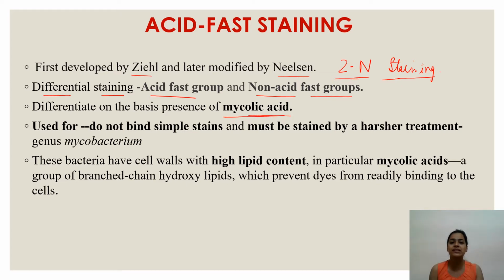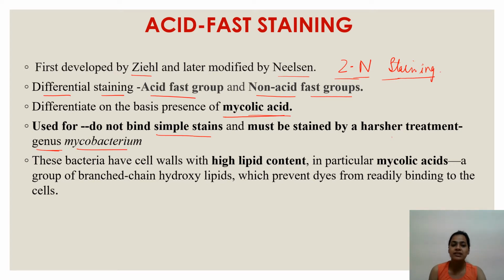Generally, the staining procedure is used for those microorganisms or species which do not bind with simple stains like the gram stains. Because they have that kind of cell wall structure or component, they need a harsher staining technique, which is the acid-fast technique. The best example of this kind of microorganism is the Mycobacterium genus. All the Mycobacterium species belong to this genus, and they are all stained by acid-fast staining.